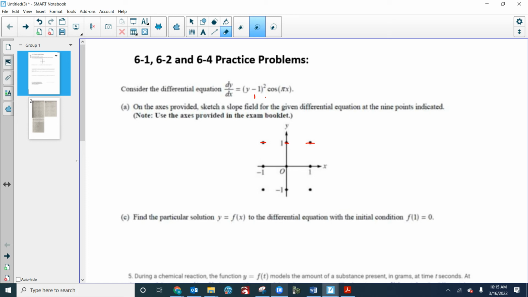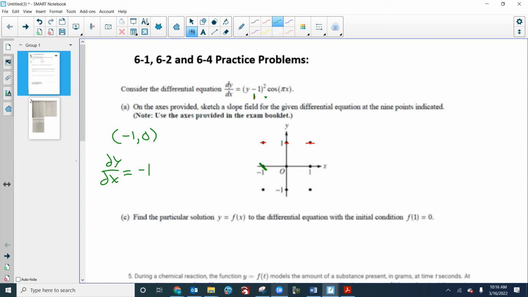All right. So for this point right here, for negative 1, 0, we get a positive 1 out of the first set of parentheses. And then we have the cosine of negative pi. Cosine of negative pi is the same as cosine of positive pi. What's the cosine of pi? Negative 1. Okay. So we end up with a slope of negative 1 at that individual point, negative 1, 0.